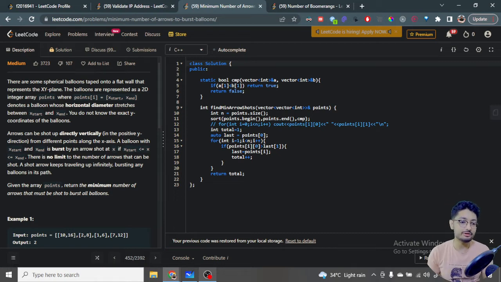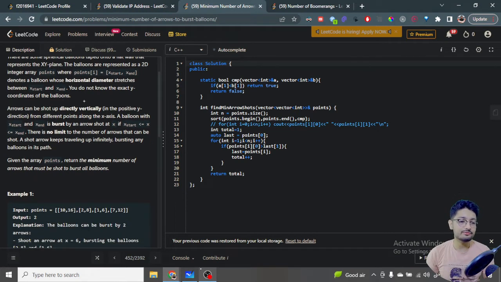Now it is stretched along x start and x end, so you can assume like a number plane, and from x start to x end there are different balloons. You do not know the exact y coordinate, and that is also not required. You just assume that there are some spherical balloons, and the x start and x end is given to you for every balloon.